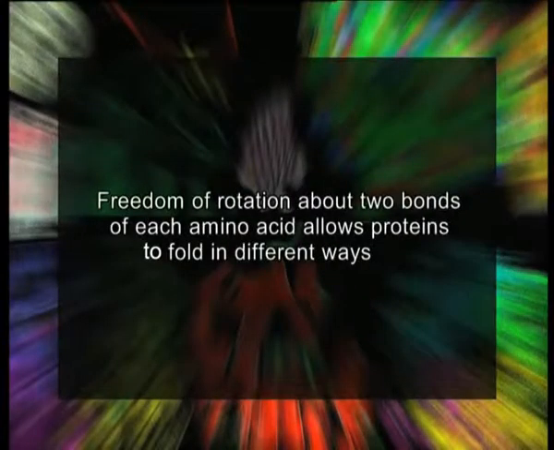In contrast with the peptide bond, the bonds between the amino group and the alpha carbon atom and between the alpha carbon atom and the carboxyl group are single bonds. The two adjacent rigid peptide units may rotate about these bonds, taking on various orientations. This freedom of rotation about two bonds of each amino acid allows proteins to fold in many different ways.